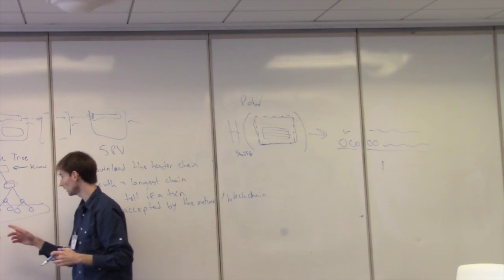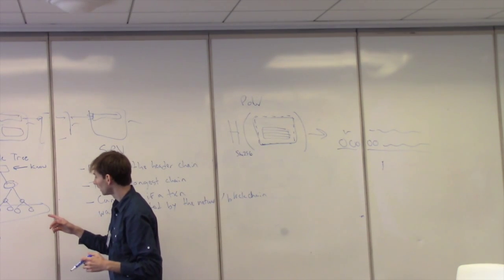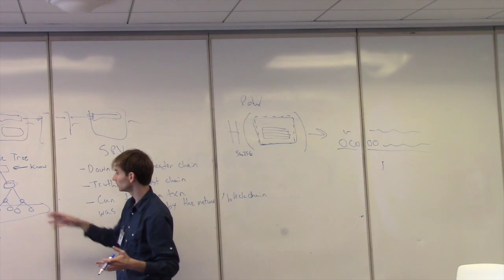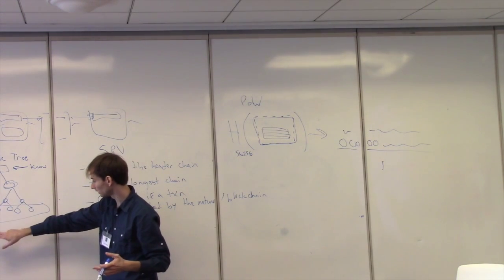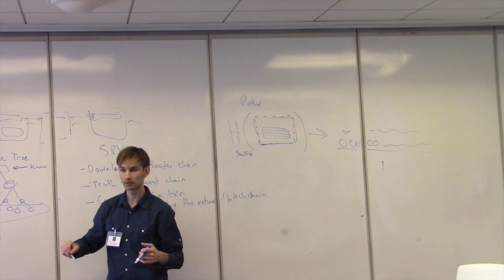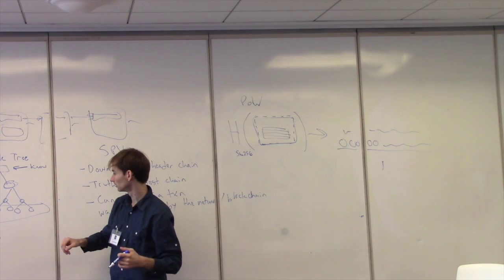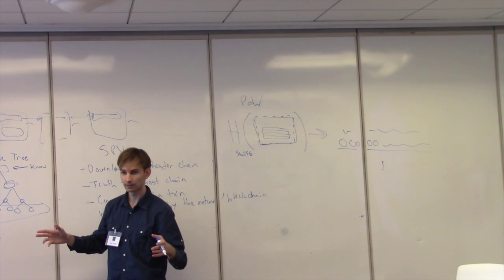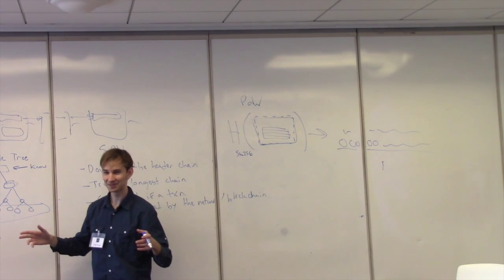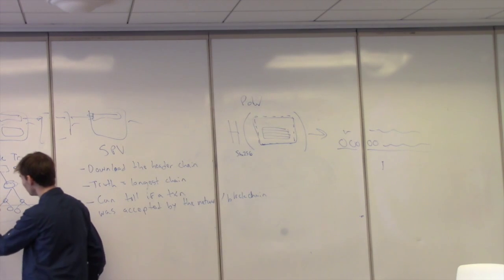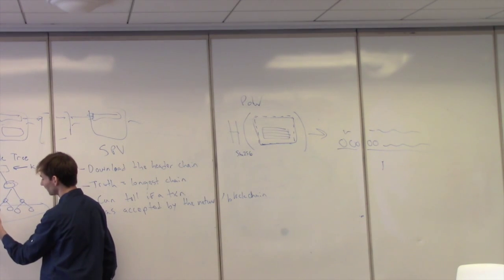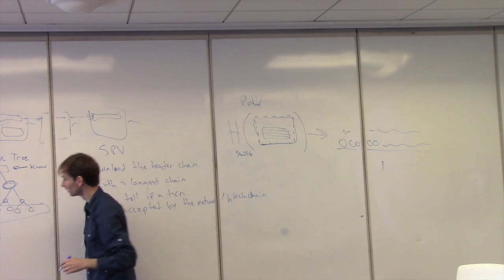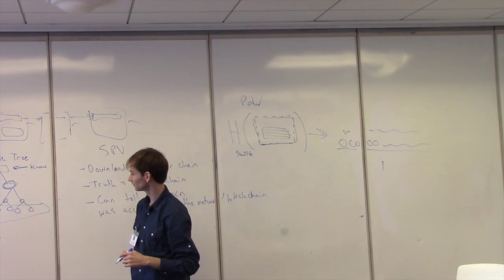So, given this tree, how many nodes do we need to verify that this is part of this tree? You just shout it out. 3. Third time's a charm. 1, 2, 3. Right?